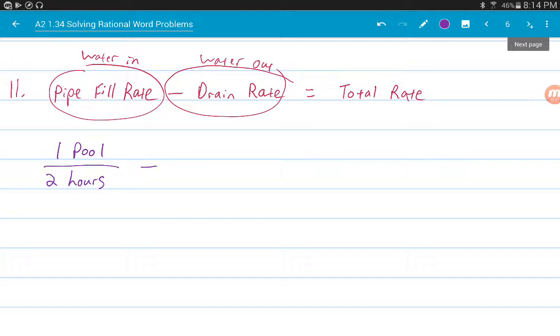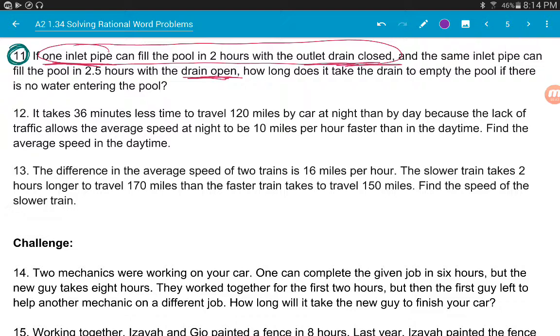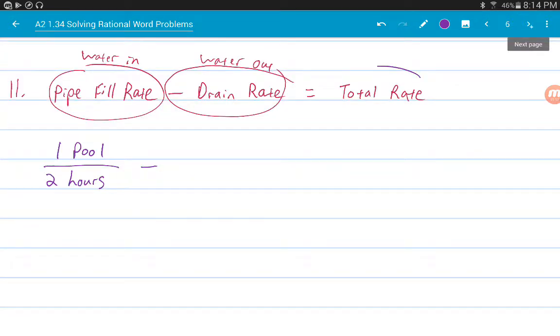minus the drain rate. Do we know how fast the drain can drain the pool? One inlet pipe can fill the pool in 2 hours with the outlet drain closed. The same inlet pipe can fill the pool in 2.5 hours with the drain open. So that's with the pipe and the drain, so it's 2.5 hours. So with the pipe and the drain, which is the total rate, it can do one pool over 2.5 hours.